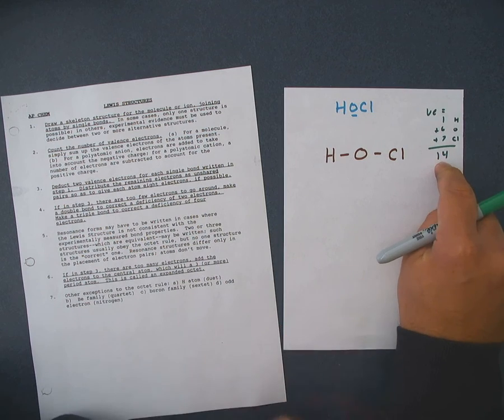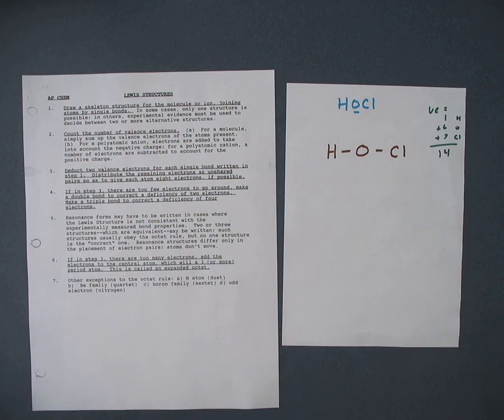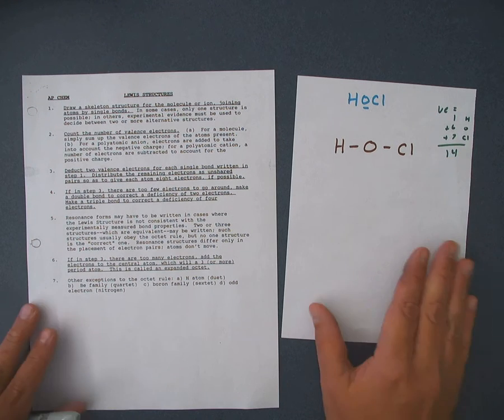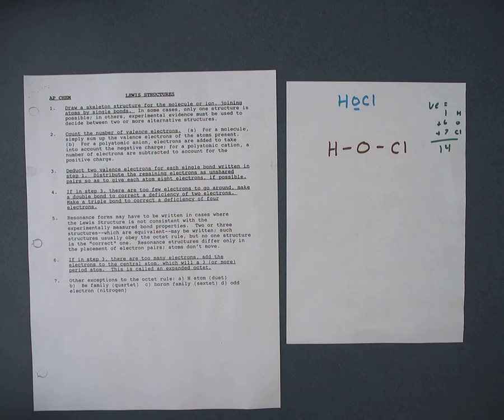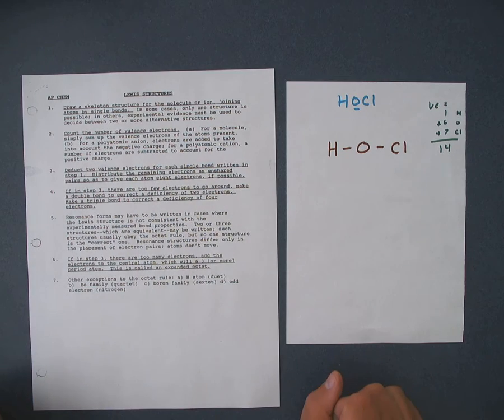You're going to do this a lot, okay? Now, a side note here: if this number is odd, I want you to recount. It is very rare for this to be an odd number. So if you have an odd number, you may have done something wrong. Check it out. It happens, but it's kind of rare. Okay. So now we've counted the valence electrons.